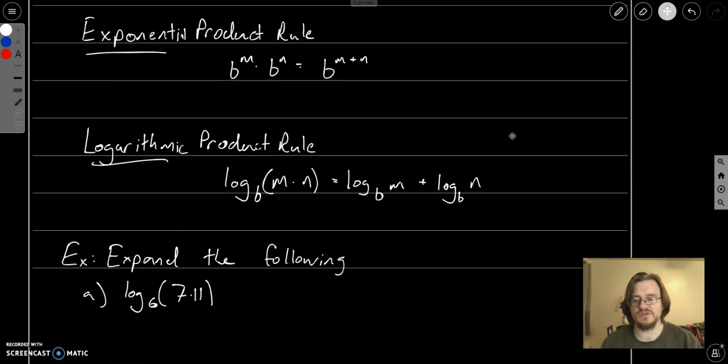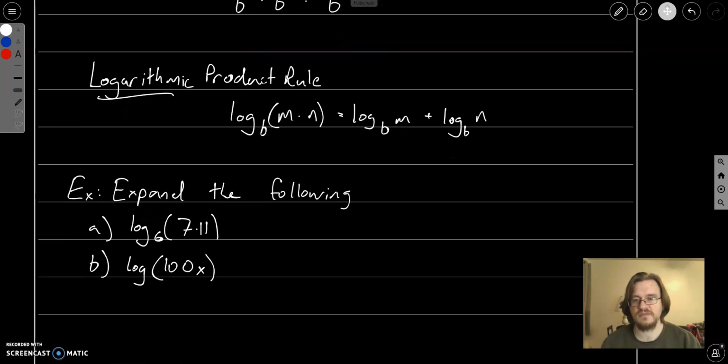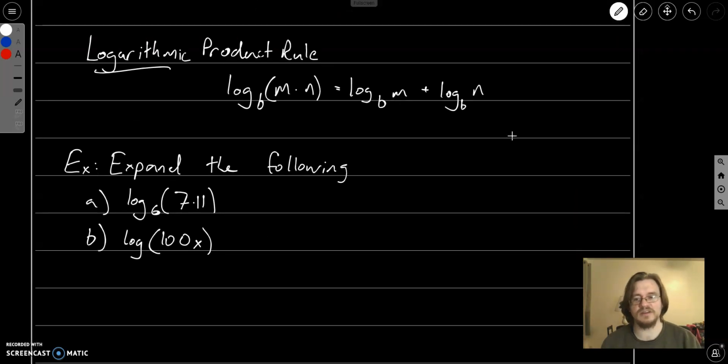So let's do a couple of examples. This isn't meant to be very difficult. Log base 6 of 7 times 11 is just going to be log base 6 of 7 plus the log base 6 of 11. And that's it. Let's go through a slightly longer example.